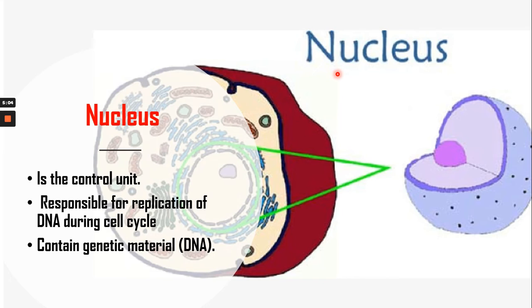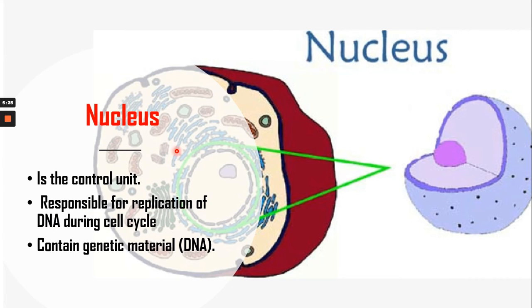Okay, nucleus. Nucleus is the major organelle inside the cell because it is the control unit. It controls everything inside the cell. And it is also responsible for replication of DNA during the cell cycle. Cell cycle, we are going to talk about it later. But the nucleus is the one which is responsible for the replication of DNA.